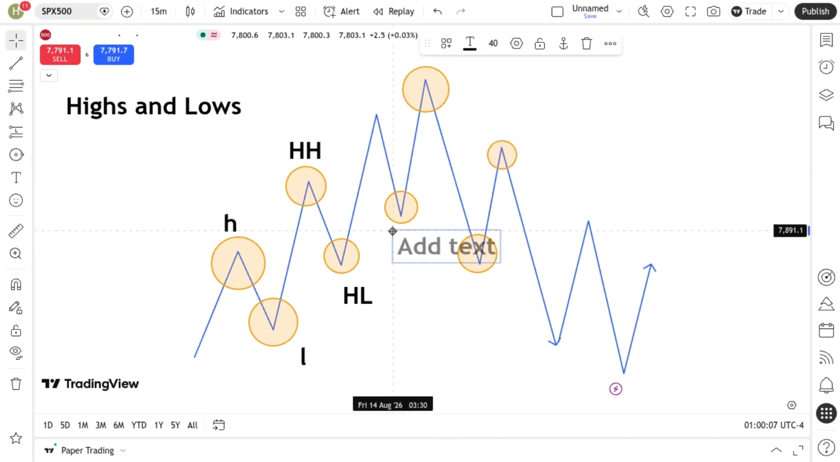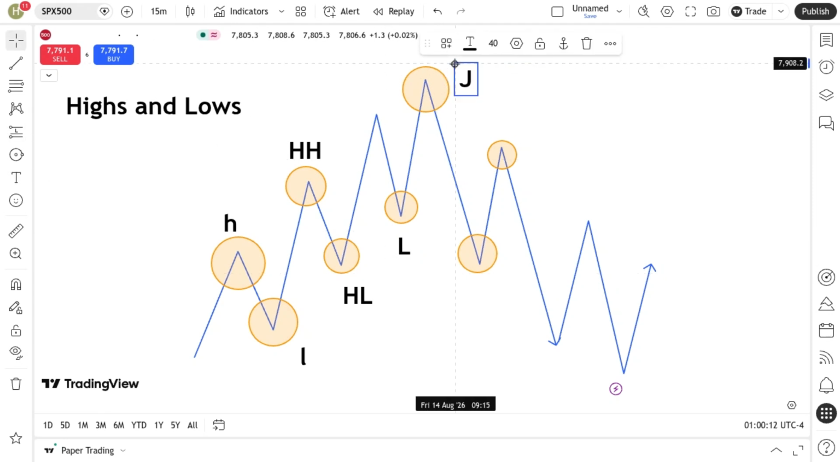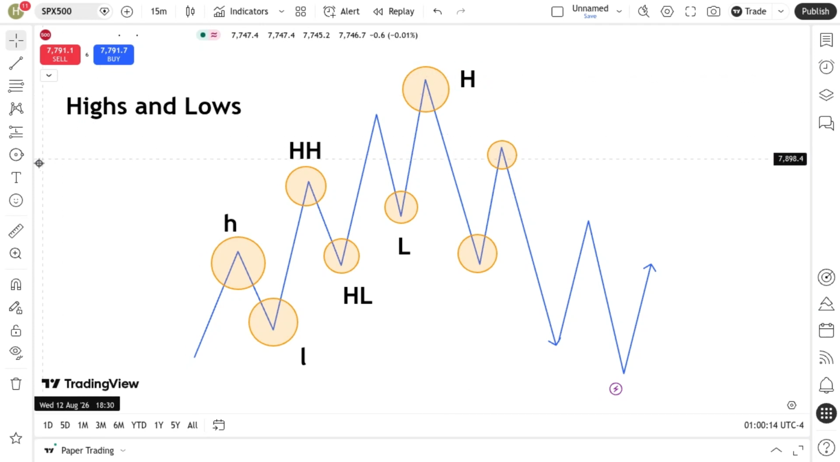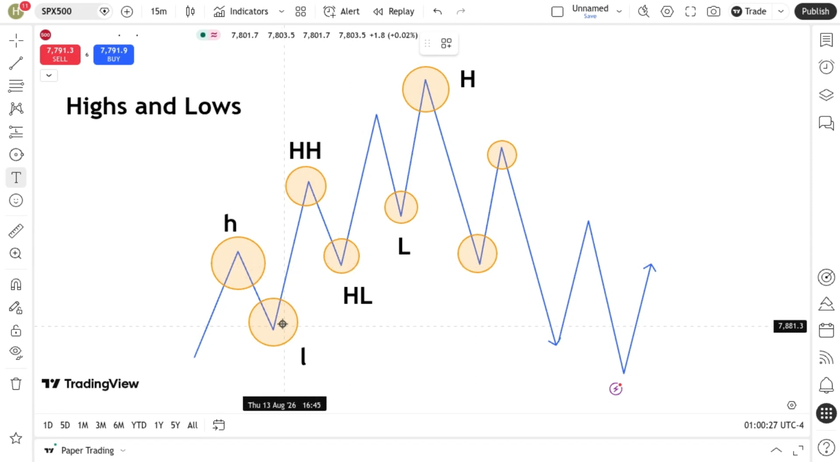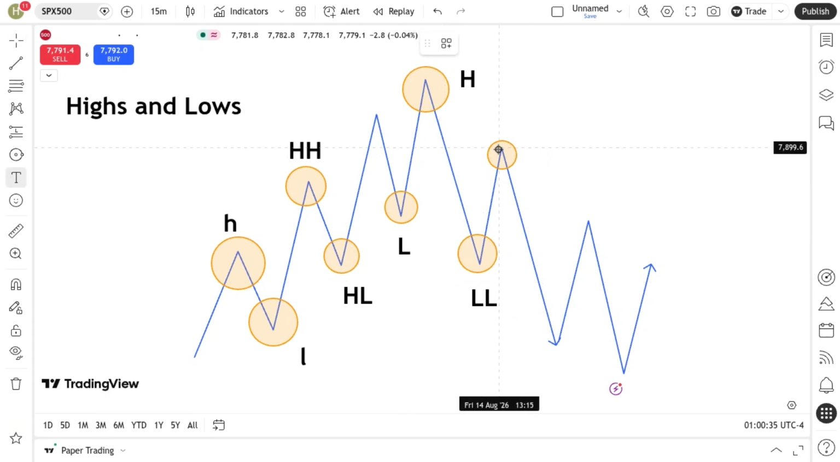Obviously we have a low here, we have a high here, then we have another low here. However, do you notice something different? This low is lower than this low, right? Instead of this low being higher than the previous low, this low is lower than this low, so that is a lower low. You know how this is a high? Well, this high is lower than this high, so this is a lower high.